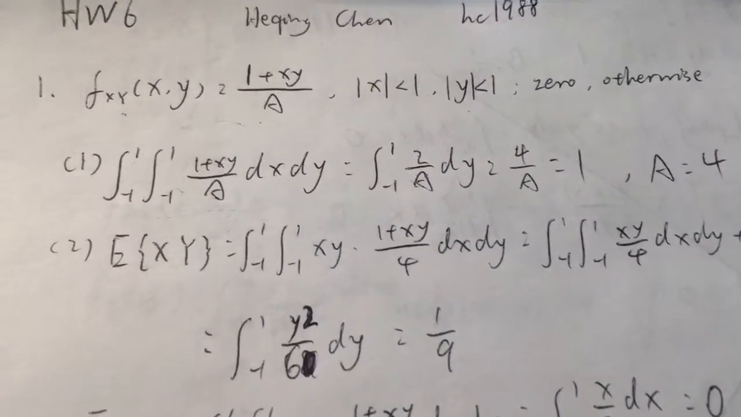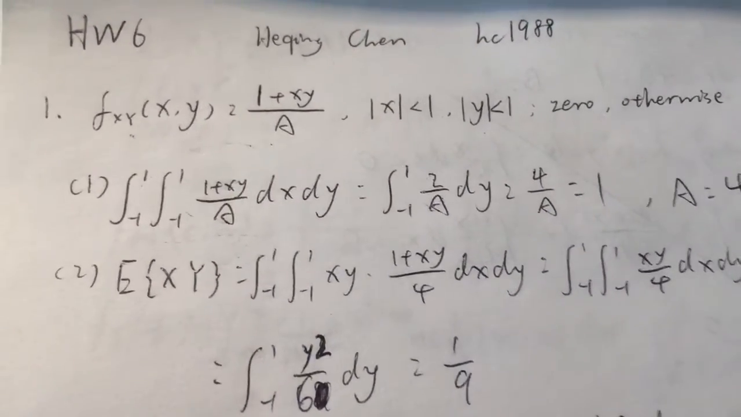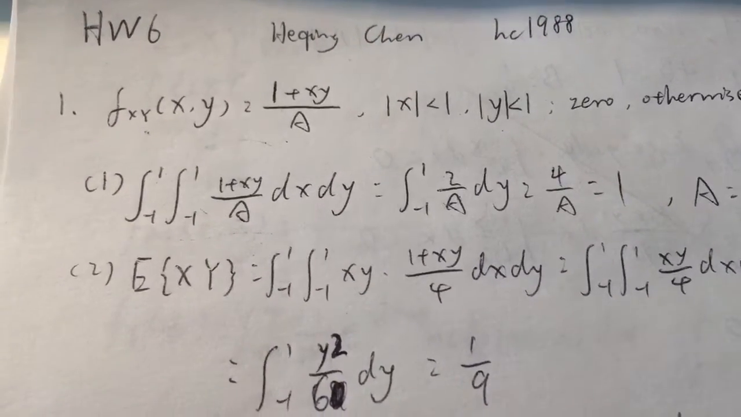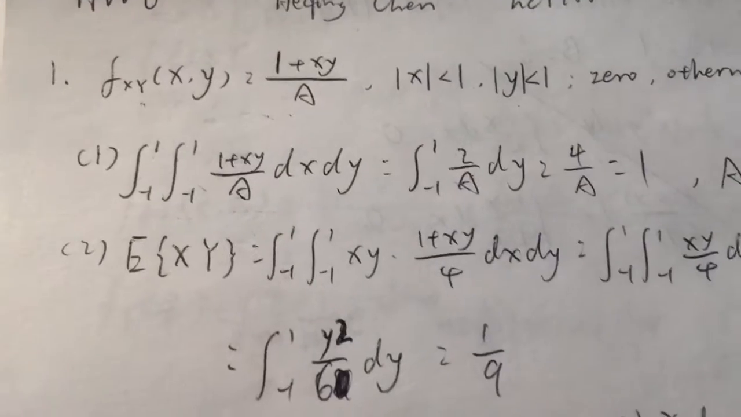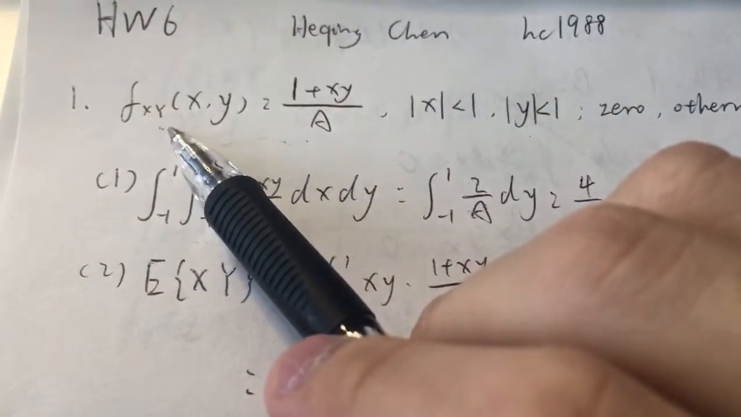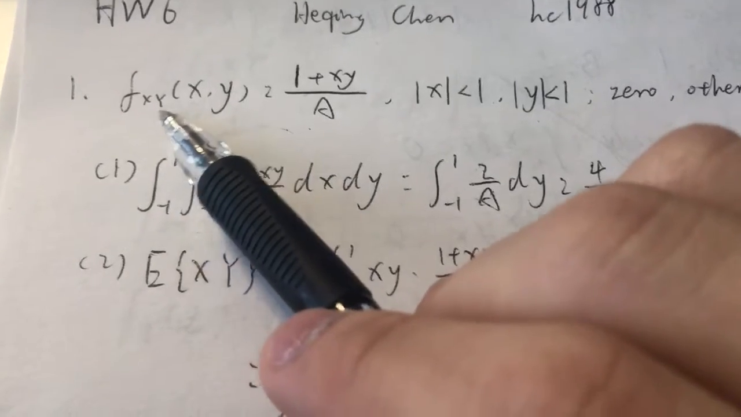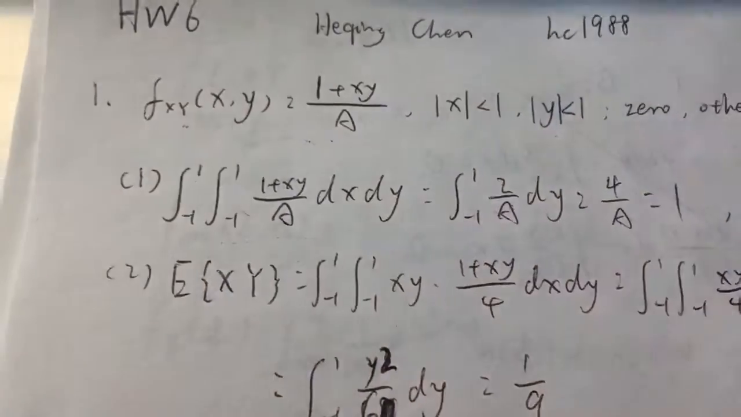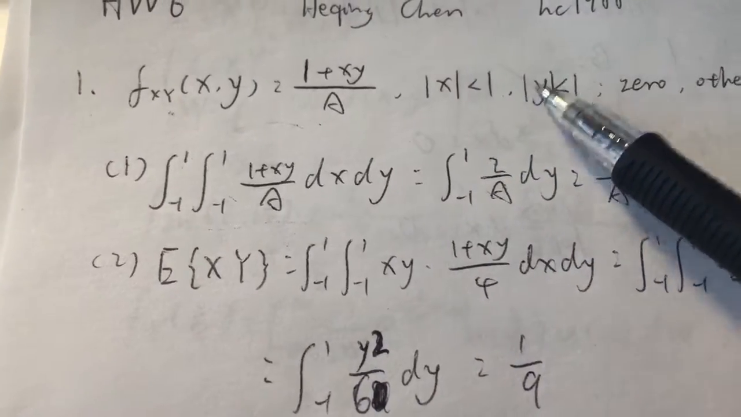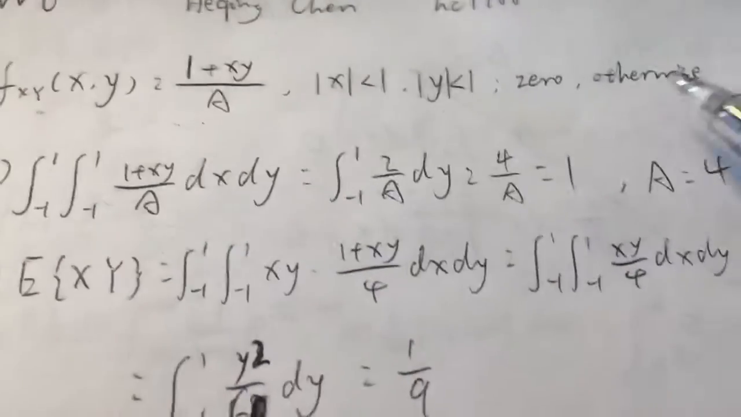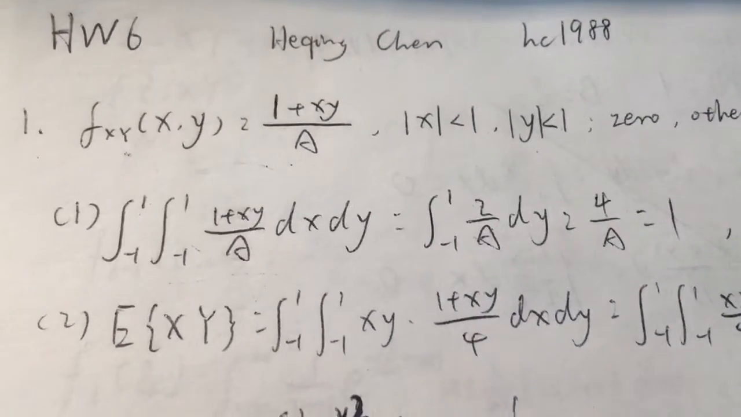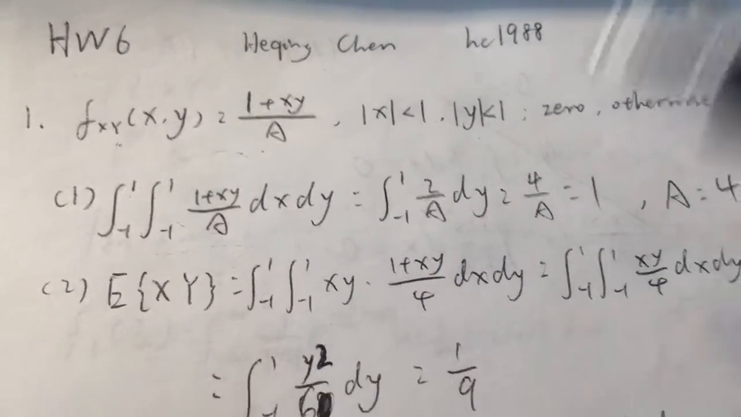Now we're in homework 6, problem 1. In this problem, we have two variables, x and y, and they have a joint density function. This is the joint density function, f_xy equals this, and we have absolute x less than 1 and absolute y less than 1, 0 otherwise. So we have this condition, and in the first question we need to find a.